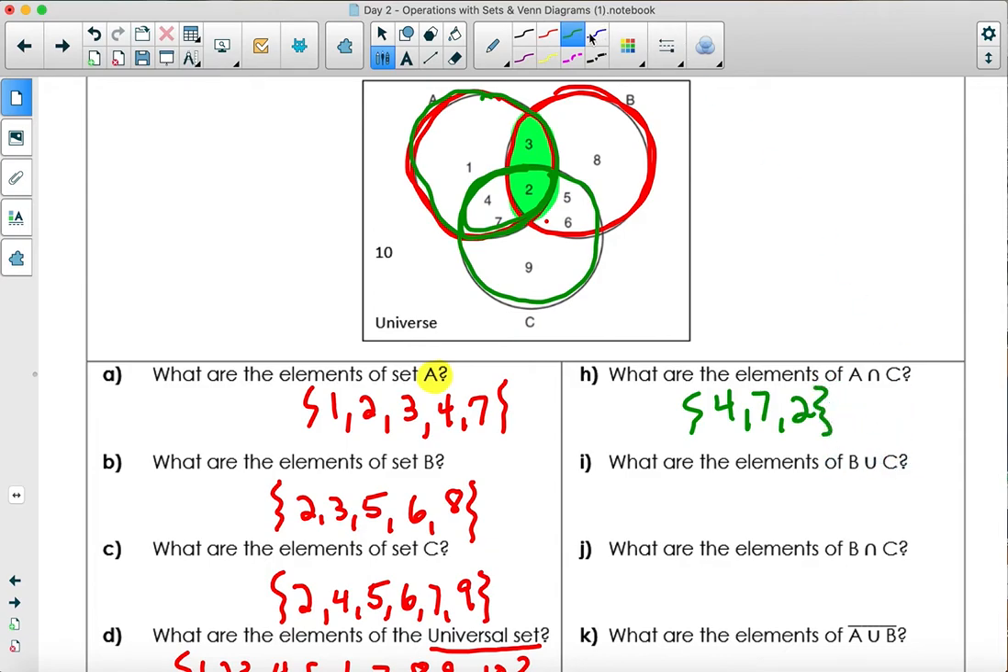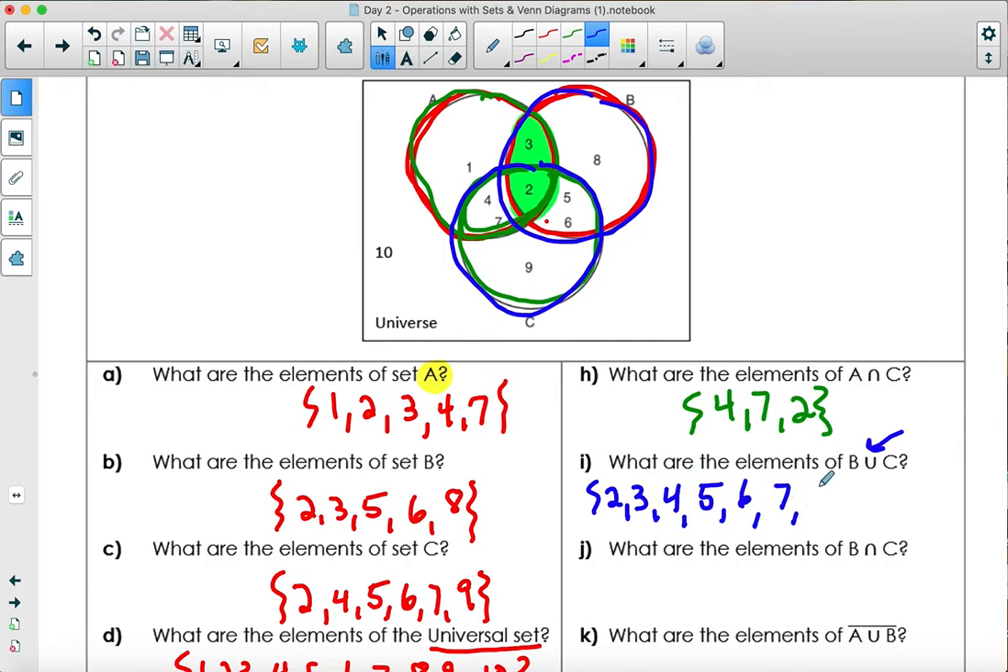B intersection C. So B intersection, oh, sorry, I've got to be careful. It's kind of good that I make those errors because then you've got to be really careful. That's a union symbol. So A unioned with C means I take everything that A and C have, which is everything except the 1 and the 10. It makes it easier for me to write. So it has 2, 3, 4, 5, 6, 7, 8, and 9.